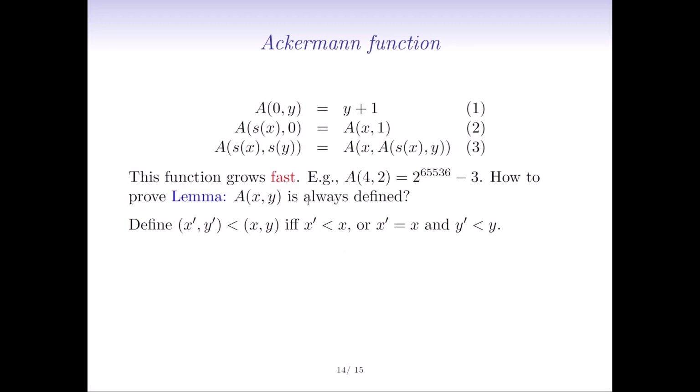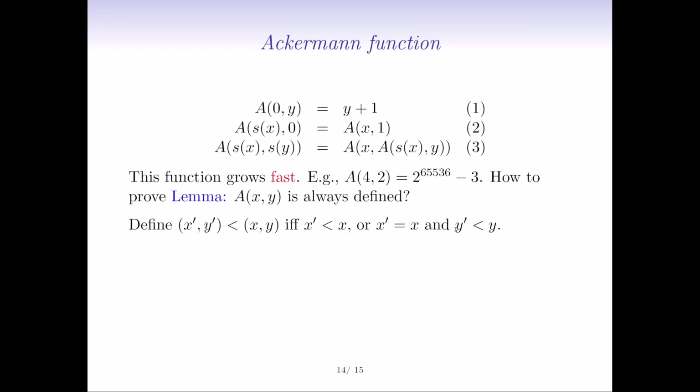So we're going to say that a pair of numbers x prime and y prime is less than another pair of numbers x and y, either if the first components are related by inequality, so if x prime is less than x, or if the first components are the same, x prime equals x, and they're ordered by the second components, and y prime is less than y.